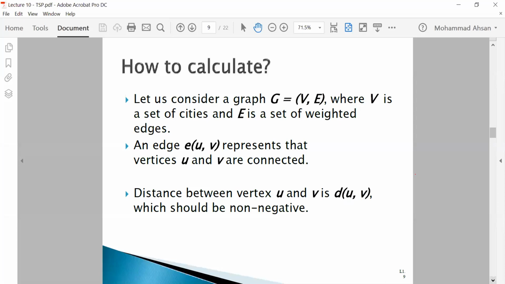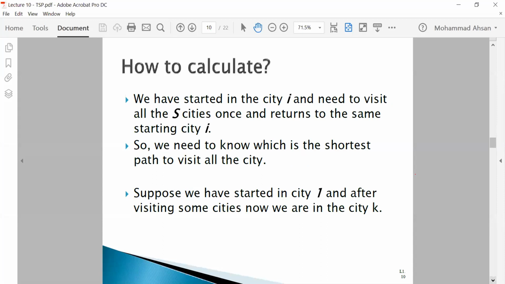So if there is a path between two cities, you will have an edge and that will have a weight. If there is no path, the distance will be infinity, and the distance between u and v cannot be negative, because this problem does not involve graphs with negative weights, which have some specific meaning. Here you cannot have a negative weight because we are talking about distances, so there has to be some distance.